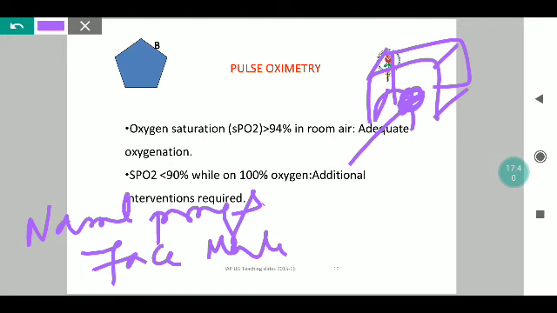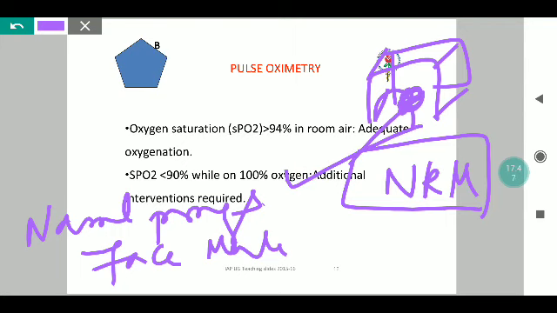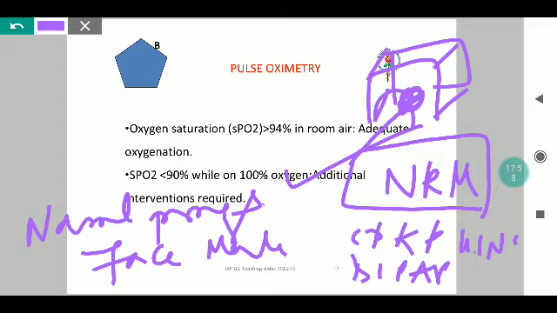You also have nasal prongs, face mask. You can also step up to NRM mask. An NRM mask is a non-rebreather mask, which is a high flow device. Apart from this, you can step up to other high flow devices such as CPAP, BiPAP, or even HFNC. So this is just to sensitize you about the different modalities which are available for oxygenating the child.